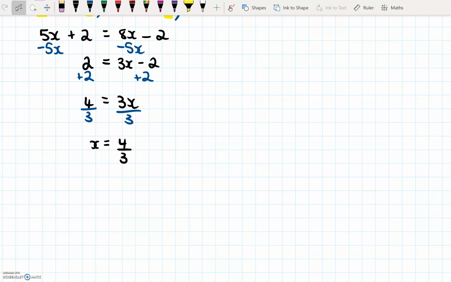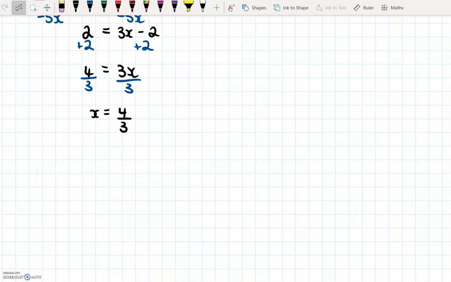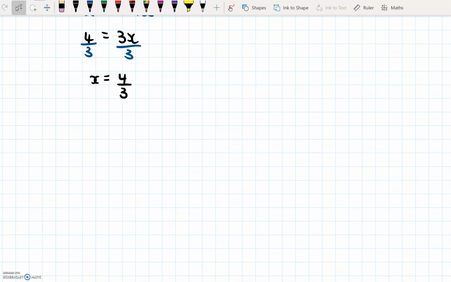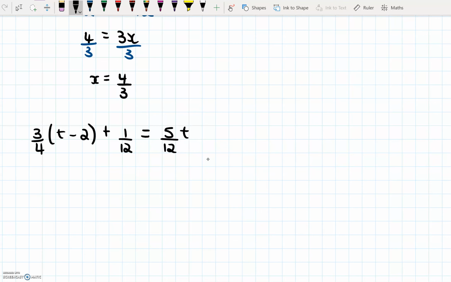Now I want to throw in a little bit of a harder one, okay, just to account for another example of what you might see. So if we have 3/4 (t minus 2) plus 1/12 is equal to 5 over 12 t. Okay, so you can see here that our denominators are 4 and 12. So a number that can be divided by both of those is 12. All right, so we're going to multiply by 12.